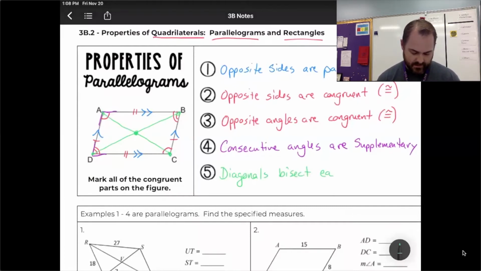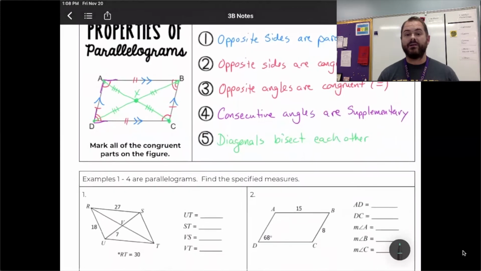bisect each other. So if I had called that point X, just to label it with a point, DX would be congruent to XB. And AX would be congruent to XC. So the diagonals bisect each other. Now, all 4 parts are not necessarily congruent because you'll notice one diagonal is longer than the other, but they do bisect each other into equal parts.